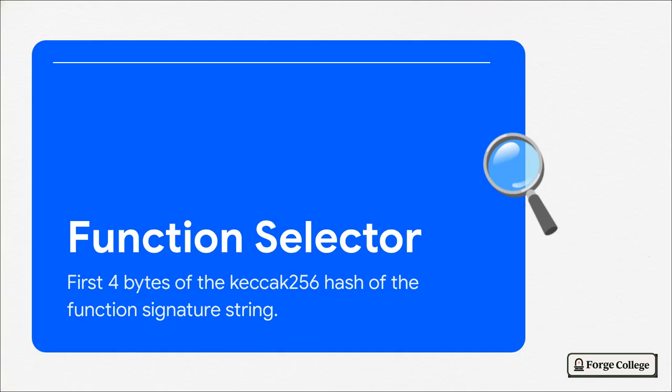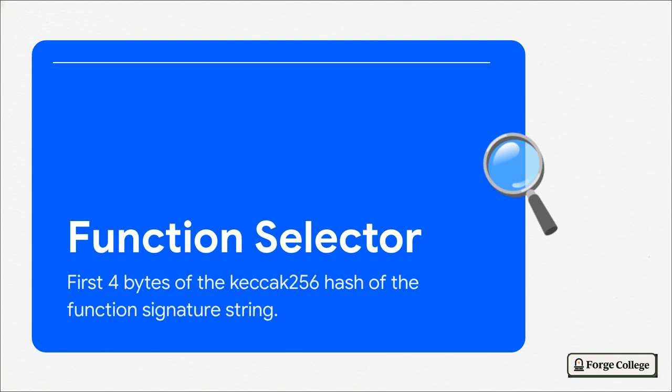You might be wondering, how does the Ethereum Virtual Machine actually tell these doorways apart at runtime? Well, the answer is the function selector. See, the EVM doesn't read English function names. Instead, it uses a selector, which is just the first 4 bytes of the keccak256 hash of the function's signature string.